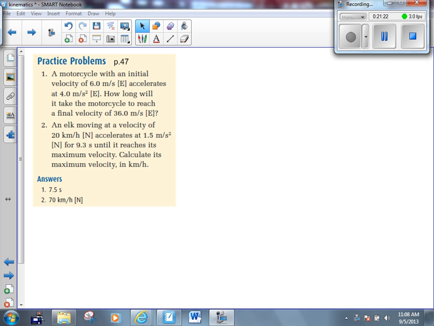All right, I want to do both questions here now that you've had a chance to work on these. Question number 1 says, a motorcycle with an initial velocity of 6 meters per second to the east accelerates at 4.0 meters per second squared to the east. How long is it going to take to reach a final velocity of 36? First thing we do, what's the first thing we do for this question? Group A or group B?